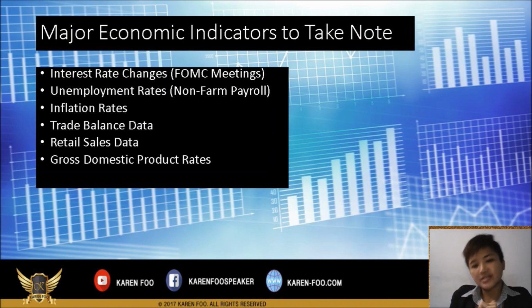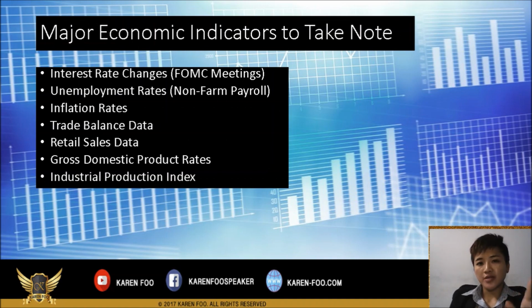So GDP, what does it mean? It's the sum of products and services that's produced by that particular country. And of course, there are two types of GDP, the real GDP or the nominal GDP. I'm not going to go into detail on that right now, but for now, you just need to take note of the GDP rates, because it's going to have a significant impact on the currency movement also. And of course, you need to take note of the industrial production index also.